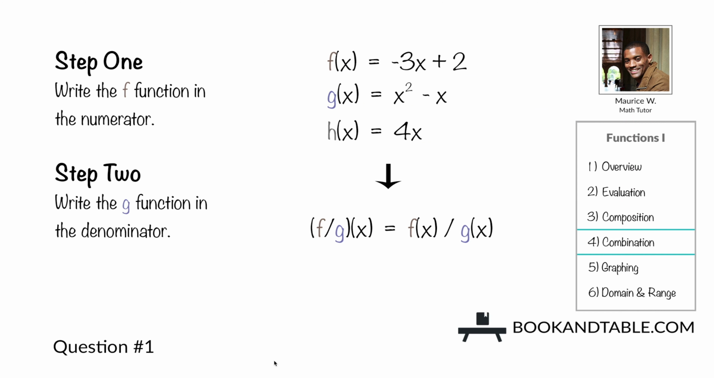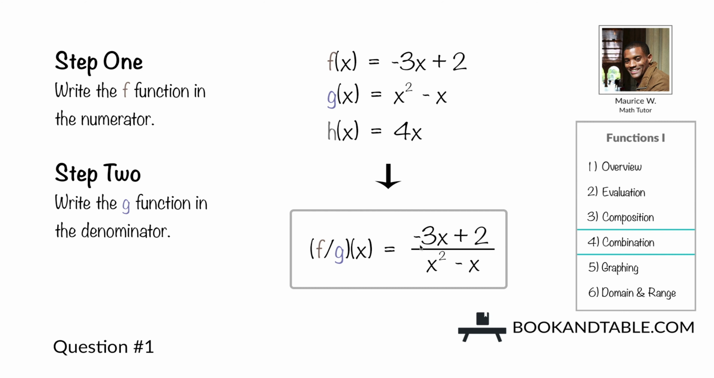Question number 1. Step 1, write the f function in the numerator. And step 2, write the g function in the denominator. So our f function is negative 3x plus 2. And our g function is x squared minus x. And since we have two terms in the denominator, we'll stop here. So f divided by g of x is equal to negative 3x plus 2 divided by x squared minus x. So that is the answer to question number 1.